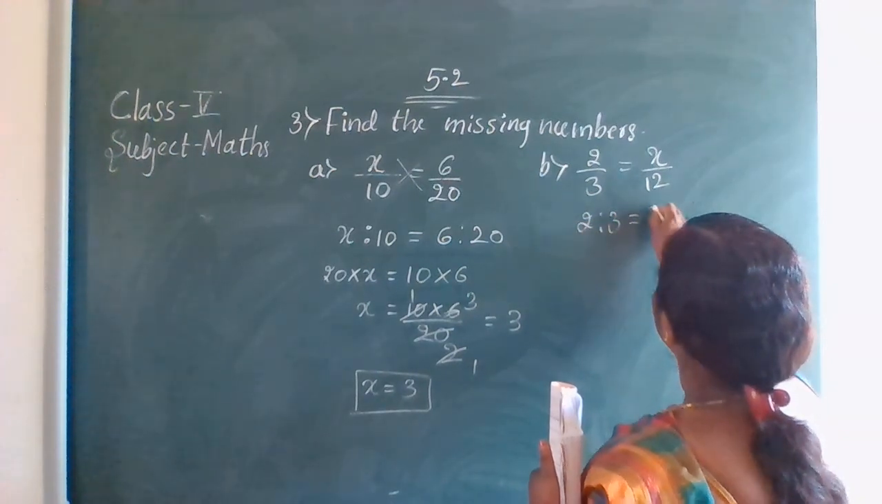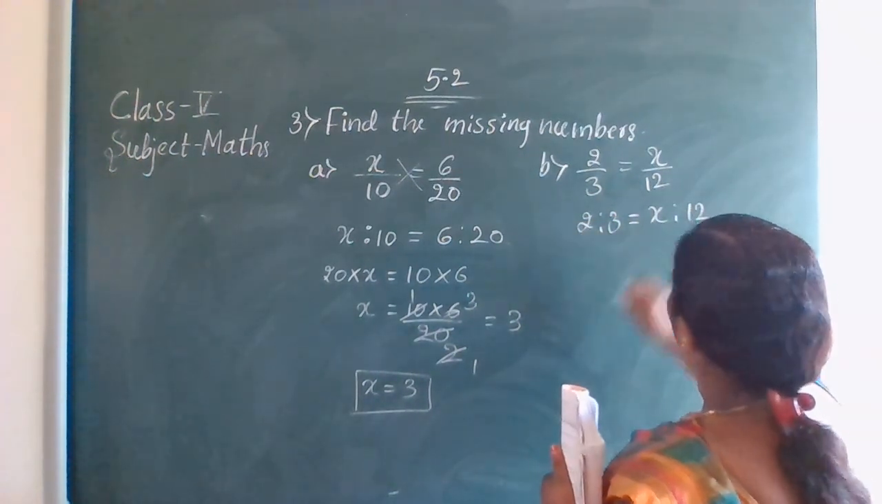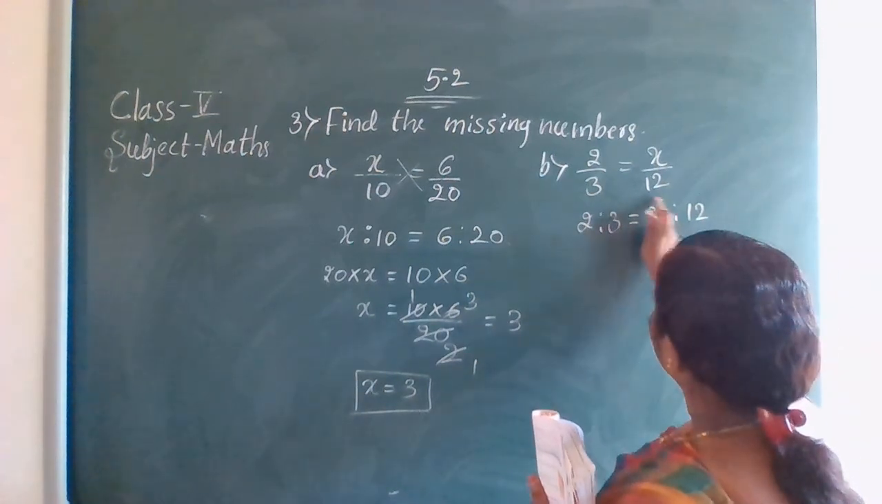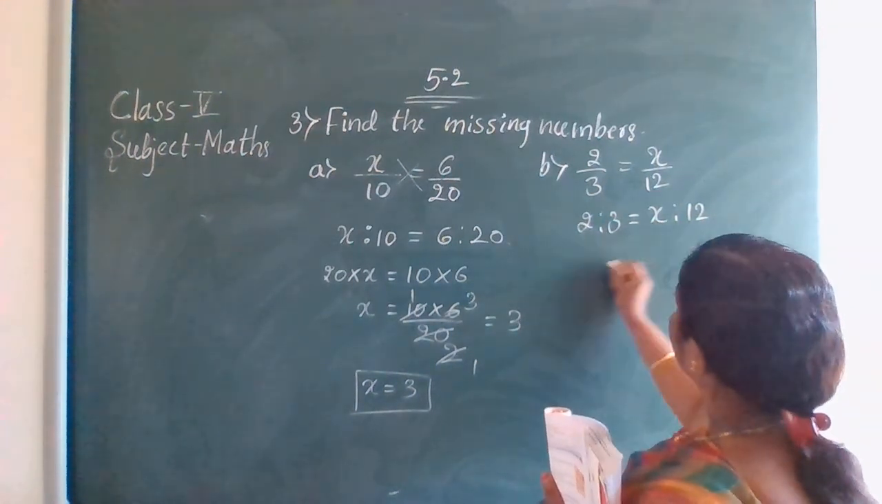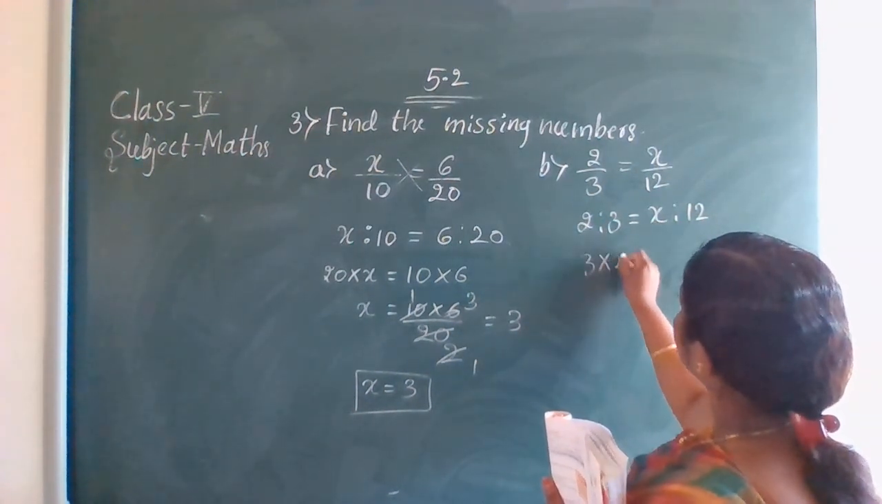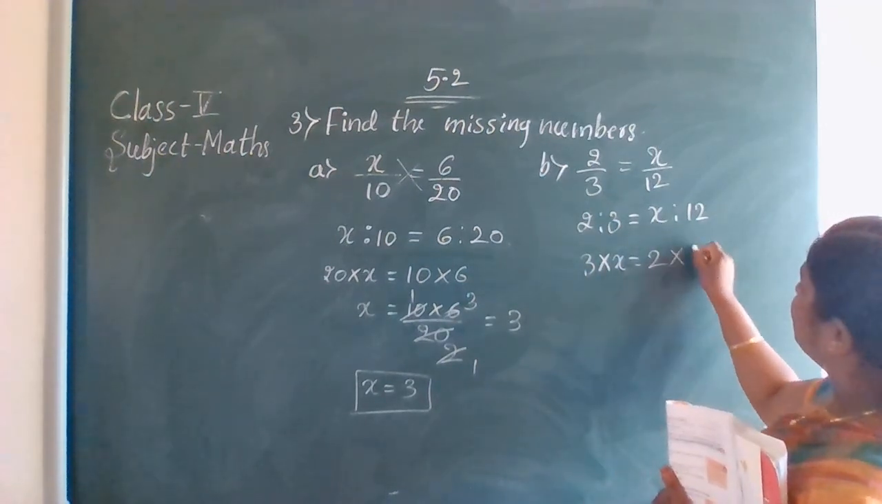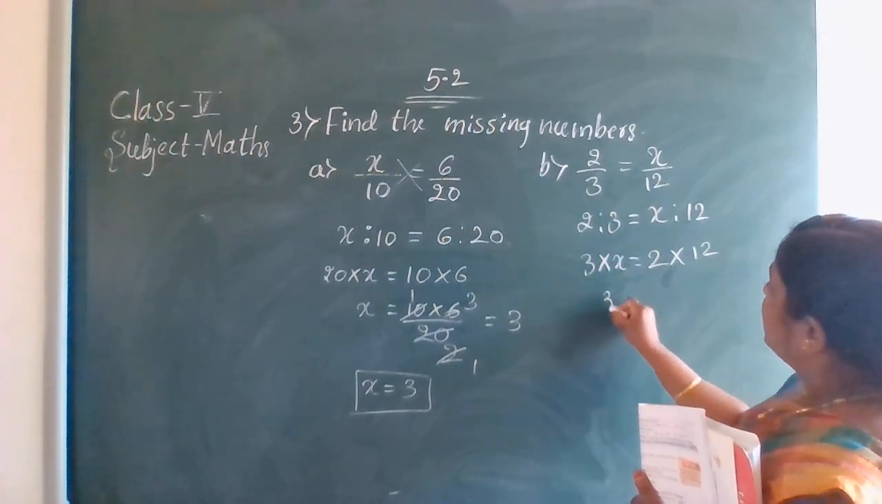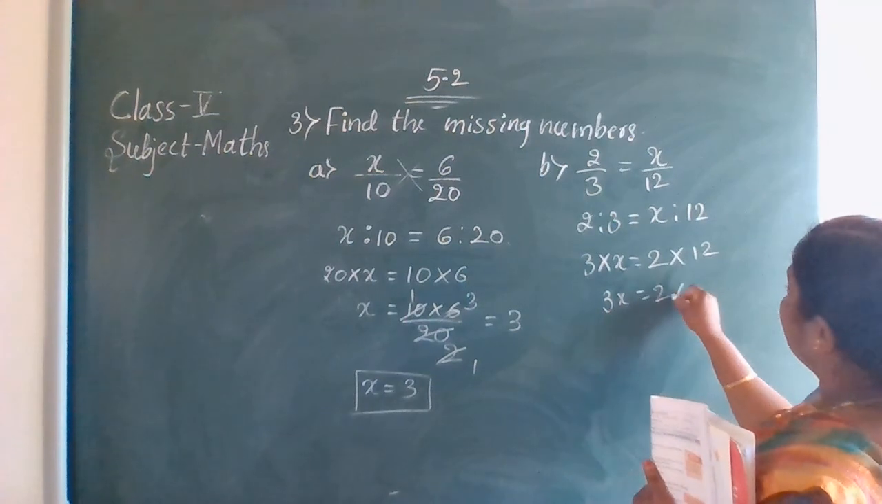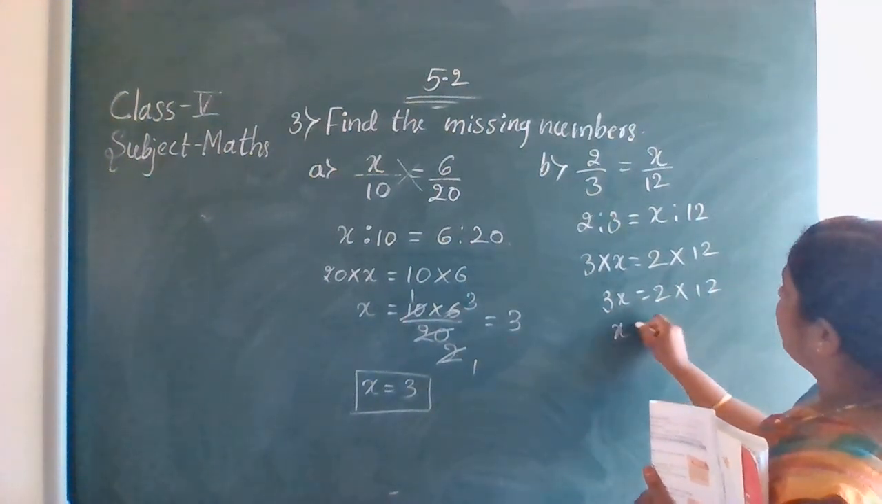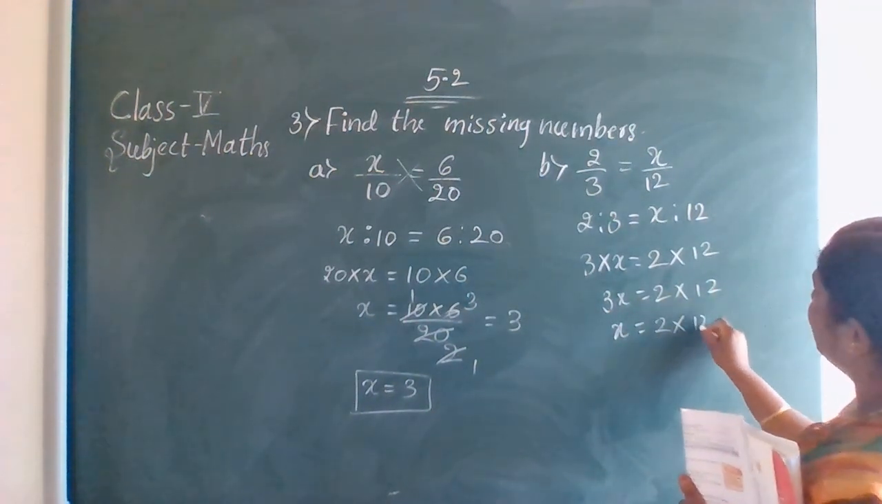2 is to 3 is equal to x is to 12. Now we don't know the means, mean one. So 3 into x is equal to 2 into 12. 3x is equal to 2 into 12. X we want. So 2 into 12.